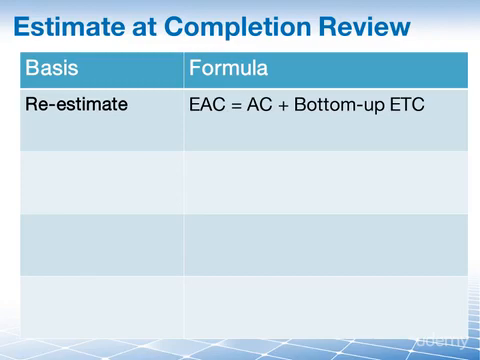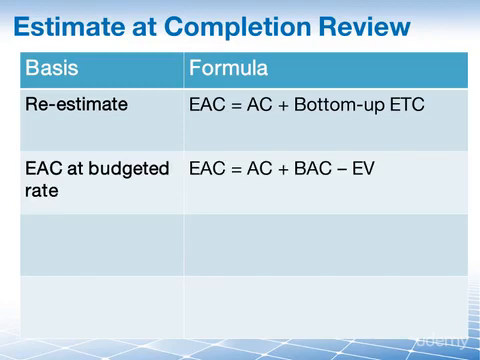Then the next one is when we calculate the estimate at completion at the budgeted rate. Use these formulas if the variances that you are experiencing on the project will probably not occur again, and you expect that future work will occur at the planned rate that you originally planned for your project. You calculate this by taking your actual cost plus your budget at completion minus your earned value.